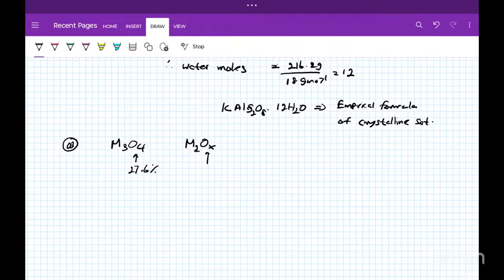In this case, the oxygen percentage is given as 30%. So I will take the atomic mass of M to be Y. Y is equal to the atomic mass of M.